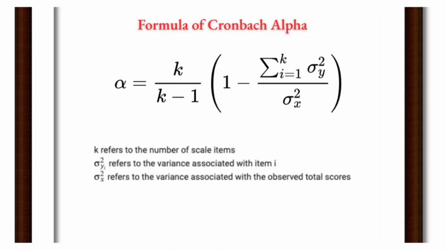Let's understand the formula which calculates the Cronbach alpha. In this formula, k is the number of items, meaning k is the number of questions included in your test. Sigma y square refers to the variance associated with the items, meaning the variance associated with the questions included in the test. Sigma x square refers to the variance associated with the observed total scores.